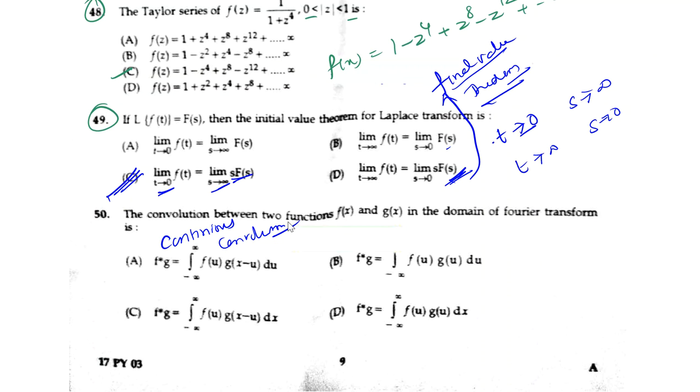So convolution is a mathematical operation. It is used to express the relationship between the input and output of a linear time invariant system, and it relates the input and output with the impulse response of an LTI system. So f convolution g is equal to the integration from minus infinity to plus infinity of f of u into g of x minus u into du is the answer here. So A is the right option for this question.